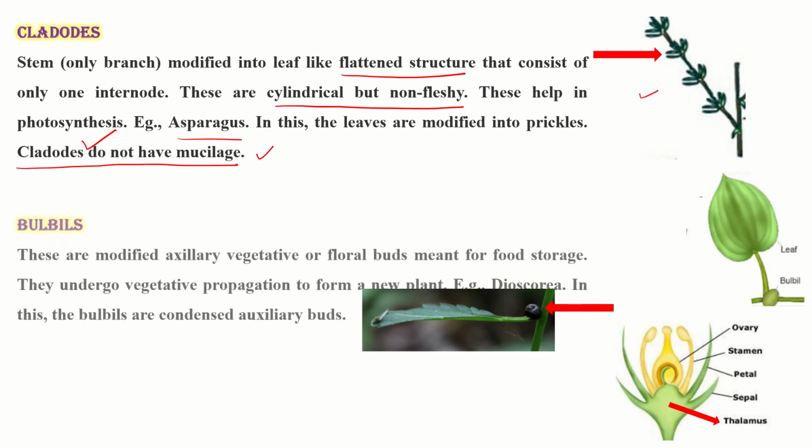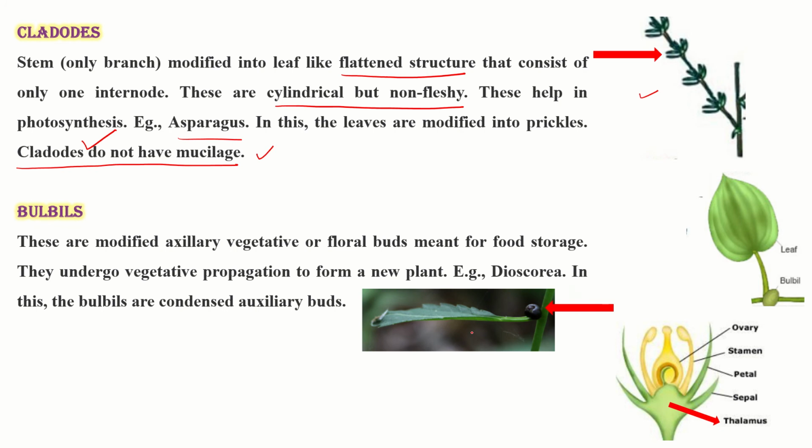Okay, next we'll move on to bulbils. What are bulbils? See, these are the structure of bulbils. Bulb-like rounded structure. These are modified axillary vegetative or floral buds. Meant for what? See, meant for food storage. They undergo vegetative propagation to form a new plant. Okay, this is found in Dioscorea. In this, the bulbils are condensed axillary buds.